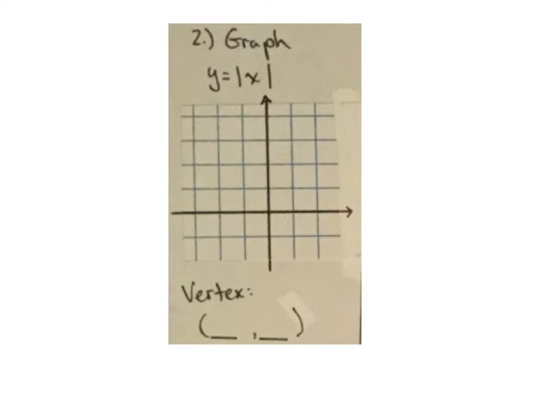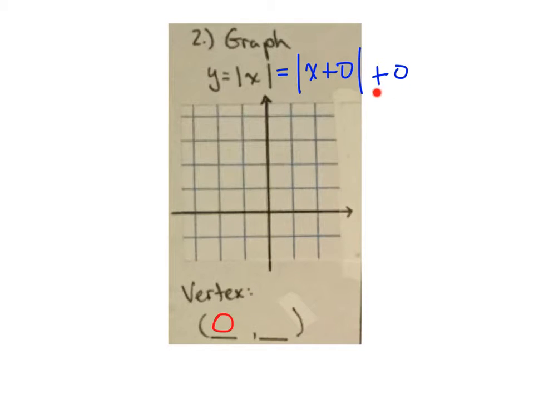To graph an absolute value equation, we need to first identify the vertex. For y equals the absolute value of x, this is really the absolute value of x plus 0 plus 0. The x-coordinate of our vertex is going to be identified from this term right here. Since it says x plus 0, our x-coordinate is going to be 0.